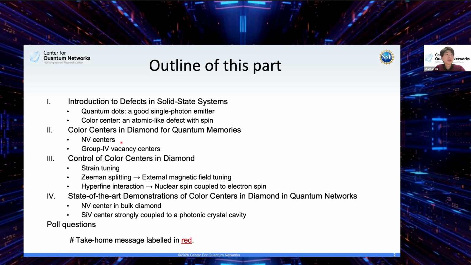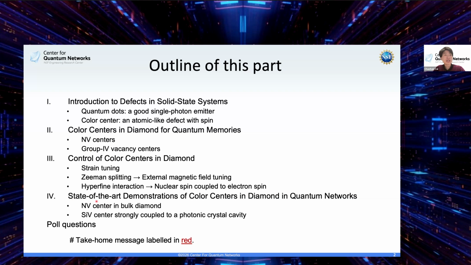Later on, we'll dive into the two main candidates for quantum memories. One is the color center in diamond, the NV center. The other is the group 4 vacancy centers in diamond. I'm going to talk about three control knobs for tuning the color centers to meet the requirements of long coherence time at a reasonably low temperature, and also how we can make the color centers emit indistinguishable photons, as Ido introduced. That's very important for doing the Bell state measurement to link quantum nodes.